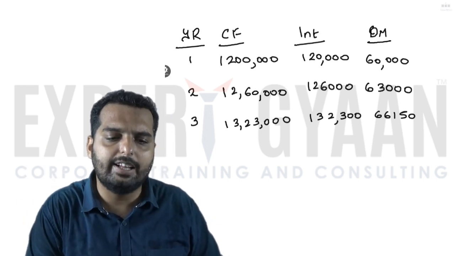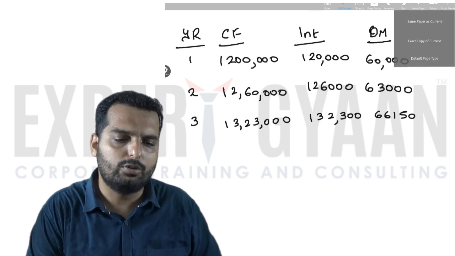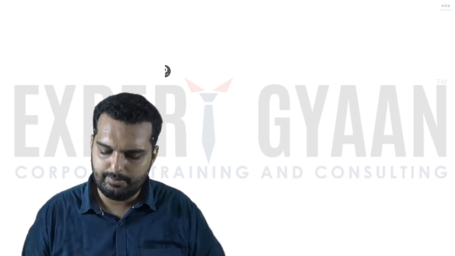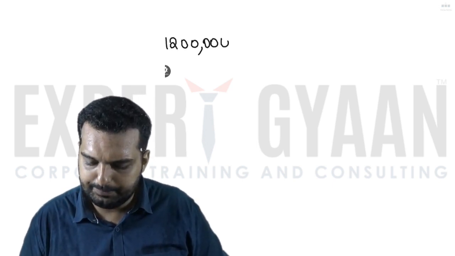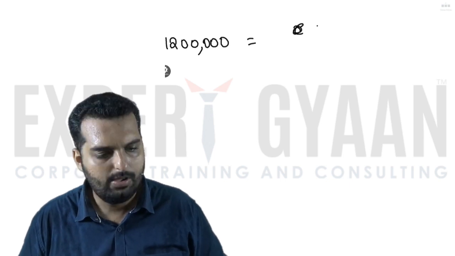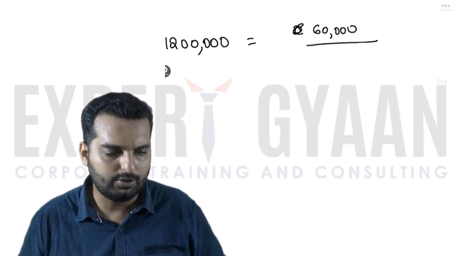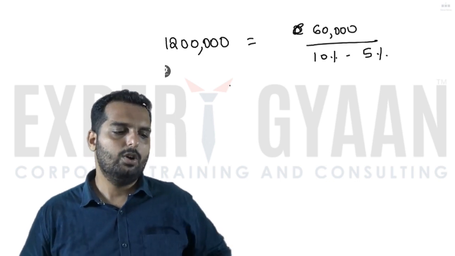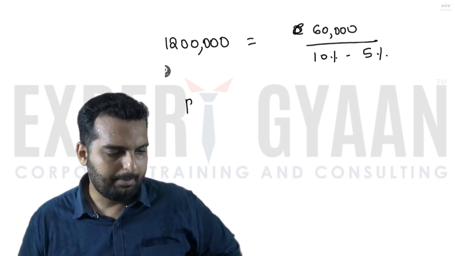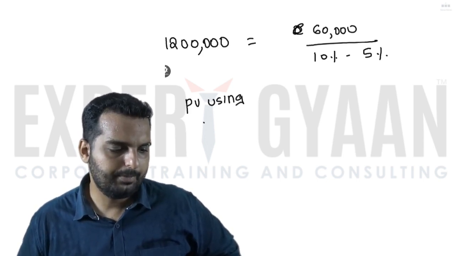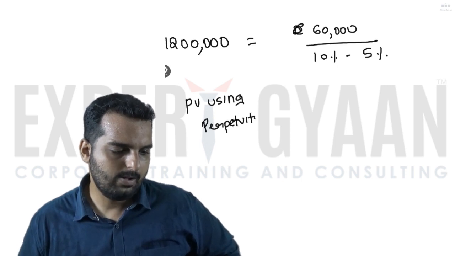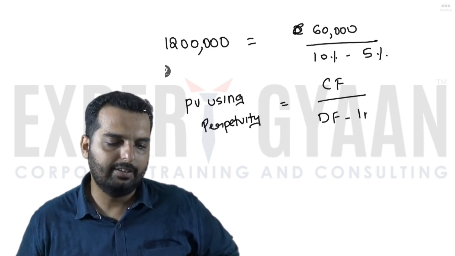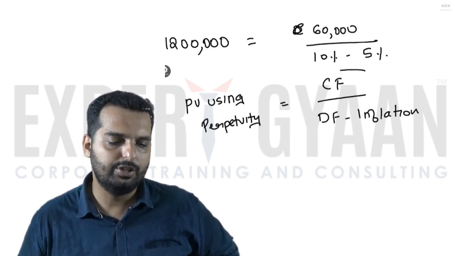So friends, the entire exercise of creating this table was to explain one simple thing which I am going to share now. 12 lakh is equal to 60,000, the price of the chocolate, divided by 10% minus 5%. Or I can say that present value using perpetuity is nothing but cash flow divided by discount factor minus inflation.